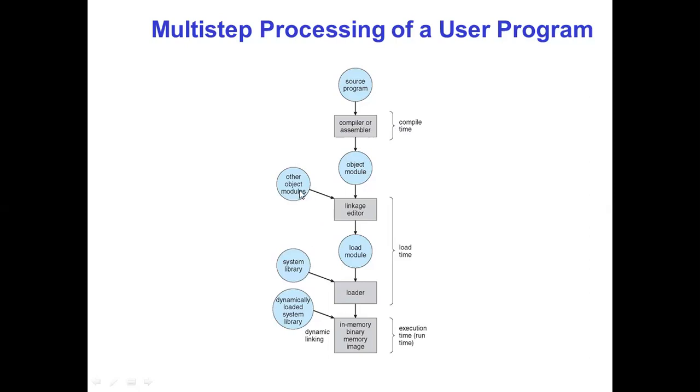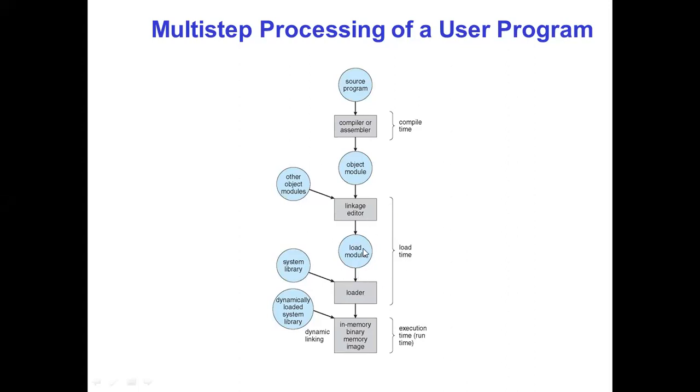After that, if we have another object module, then with the help of this object module and the other object module, we are going to combine them. Here we will use the linkage editor, which provides the linkage between these two modules, how we are going to link both of these modules. So we can combine or link other modules. Now here we will get the load module.